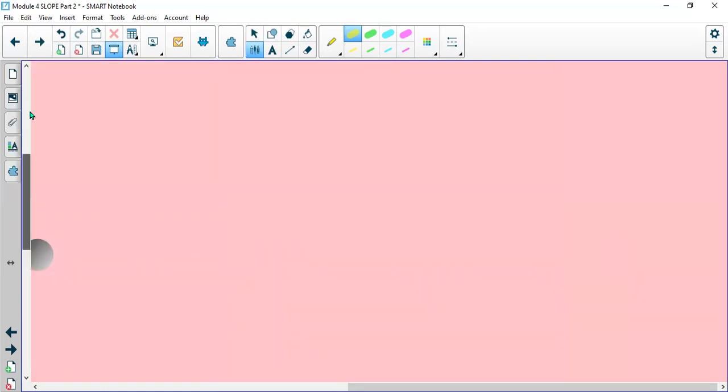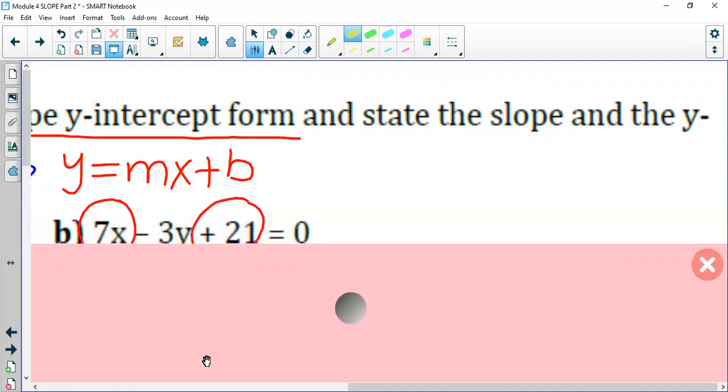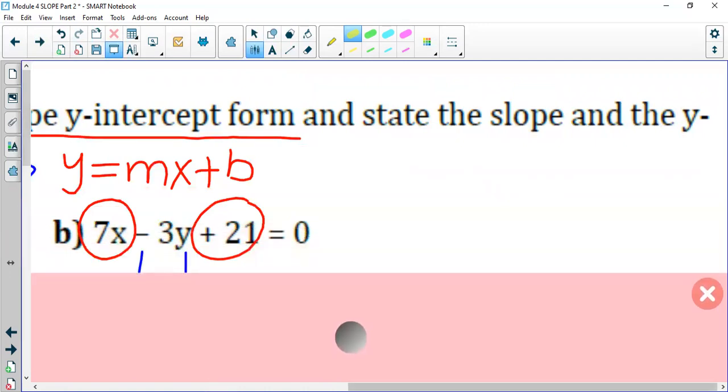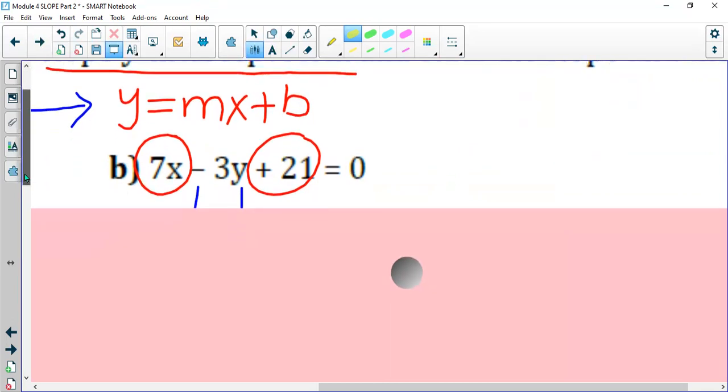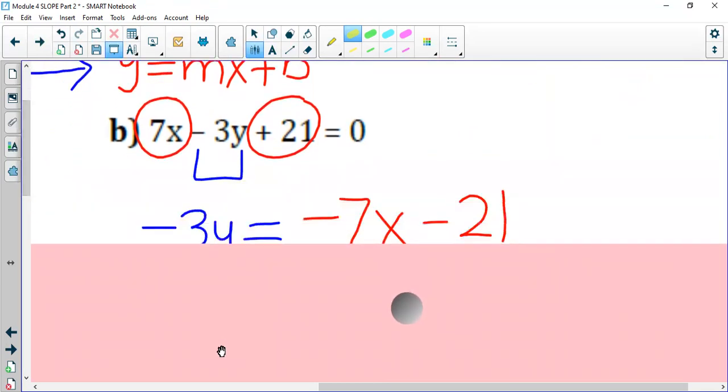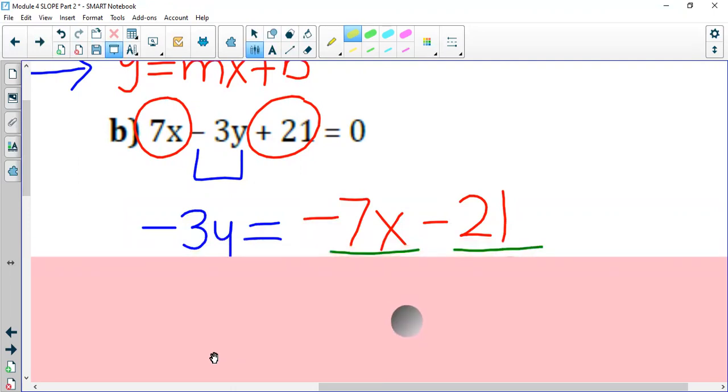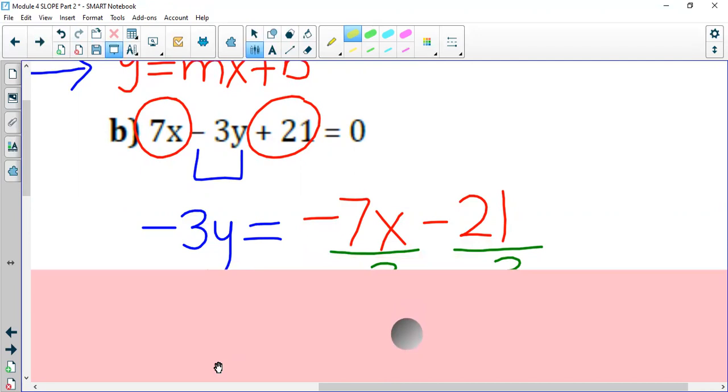Let's move to this question. 7x minus 3y plus 21. So this time my y is a negative number. I'm going to work with the negative number. So I'm going to keep negative 3y. I'm going to move everything else over to the other side. So positive 7x, when I move it to the other side, it becomes negative 7x. Positive 21, when I move it to the other side, it becomes negative 21.